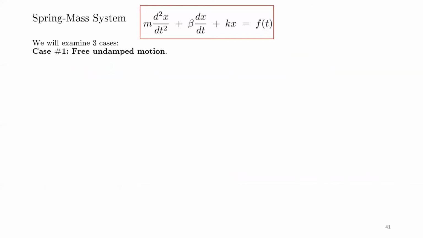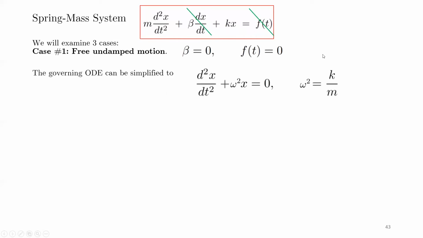Okay, so let's look at three specific cases here. We won't get through them all in this lecture, but I think we'll get through two. So case one is what we're going to call free undamped motion. So free meaning that f of t is equal to 0, and undamped meaning that beta is equal to 0. Okay, so if these two terms, the beta term and the f term, are 0, we just get left with mass times the second derivative of x with respect to time plus k times x equals 0.